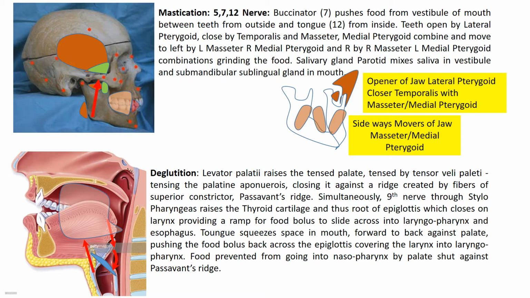the nasopharynx closes. The third thing that happens is that the stylopharyngeus pulls the thyroid cartilage up, so the root of the epiglottis rises up, and the weight of the food causes the epiglottis to act like a trap door and shut the opening of the larynx, and starts acting like a slope or a ramp, so that the food bolus goes right into the laryngopharynx and then through the cricopharyngeal opening into the esophagus. So this in short summarizes how deglutition occurs.